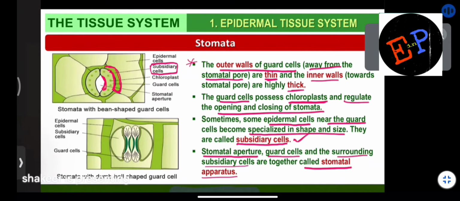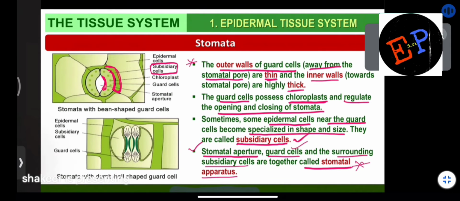Okay? Stomatal aperture means the hole which is present. So when these bean shaped cells do like this, then the hole will be closed. Clear? And when they start contracting, then the hole comes into action. That is, you can see the hole from where gaseous exchange takes place. Are you able to understand? So the stomatal aperture, the guard cells which are responsible for creating this stomatal aperture, and the subsidiary cells, that is the modified cells, together you can call them the stomatal apparatus.